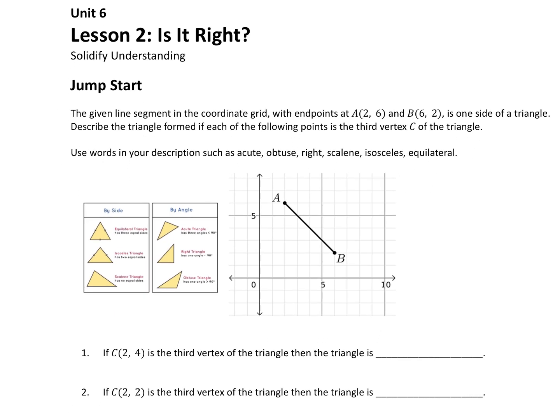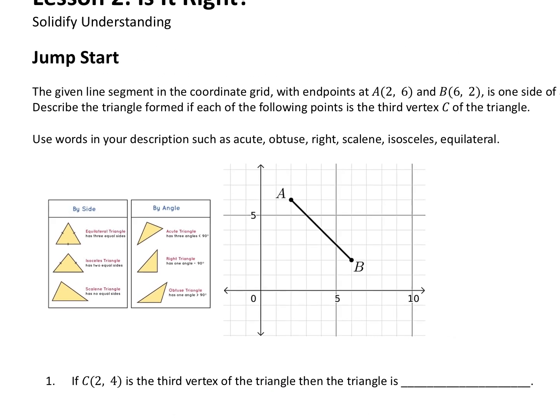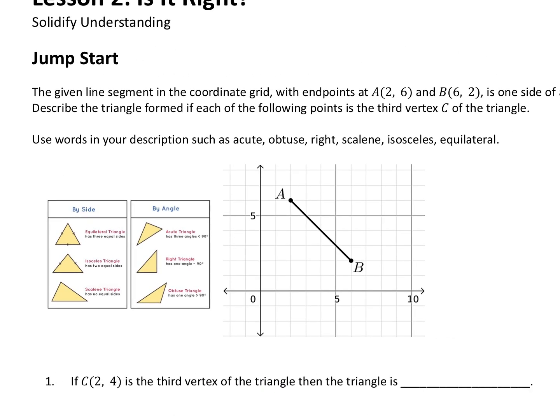So I have actually added a little diagram to help us classify triangles. You can classify triangles two ways. You can classify them by side or by angle. If you classify by side, then your options are an equilateral triangle, an isosceles triangle, a scalene triangle. If you classify by angle, you can call them an acute triangle, a right triangle, or an obtuse triangle. So that's how we're going to classify once we build the triangles.